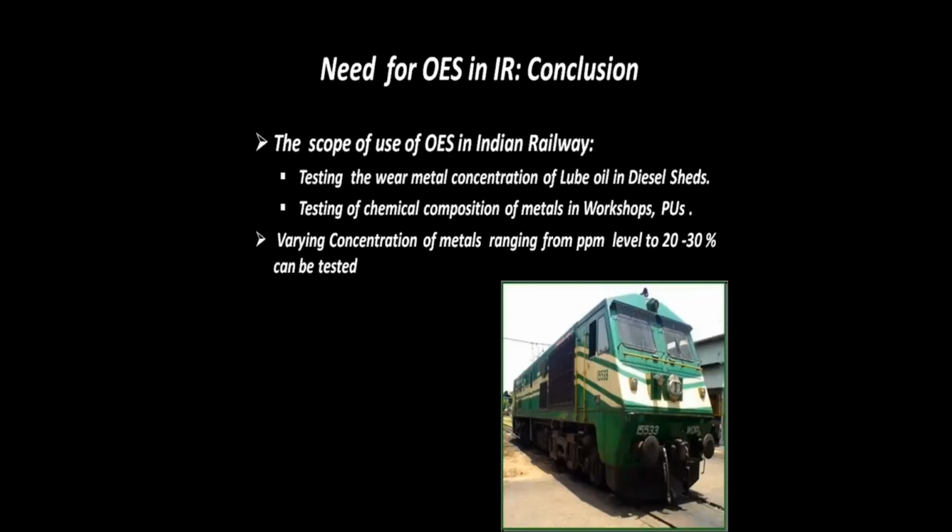Thus, to conclude, the scope of use of OES in Indian Railway can be broadly divided into two parts. First, testing the wear metal concentration of lube oil of diesel locomotives in diesel sheds, and second, testing chemical composition of metals in workshops and production units. It is also worth mentioning that varying concentrations of metals ranging from ppm level to 20 to 30% can actually be tested using an OES.